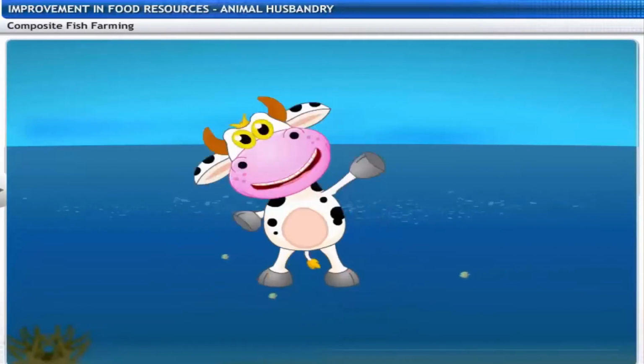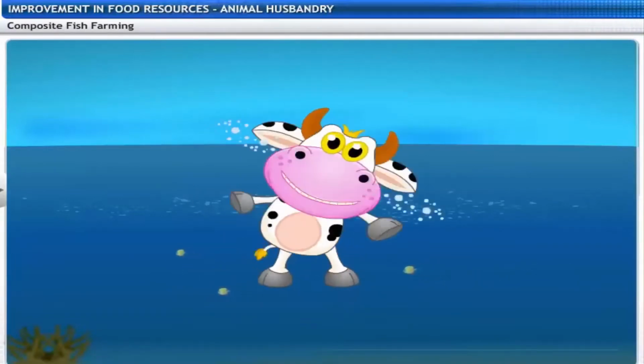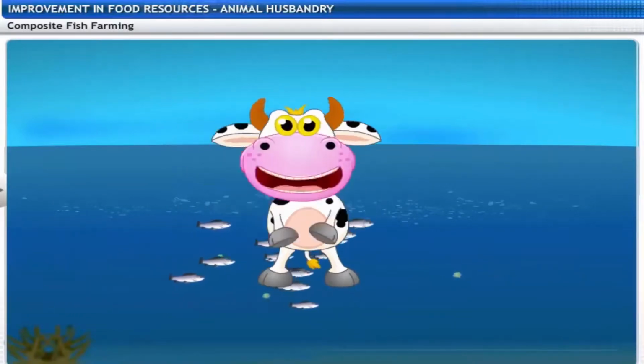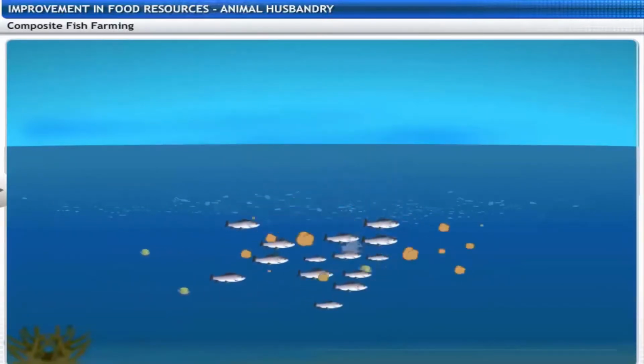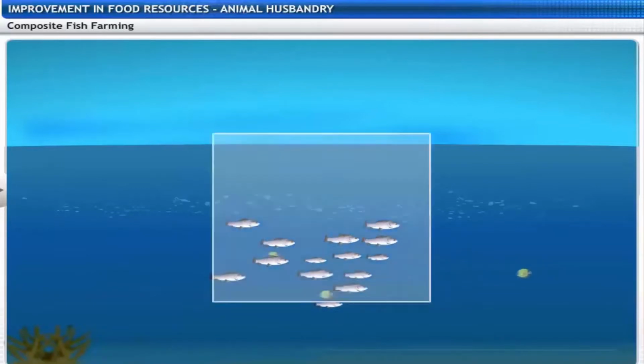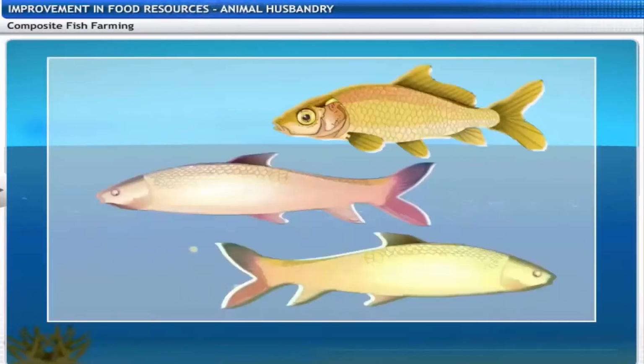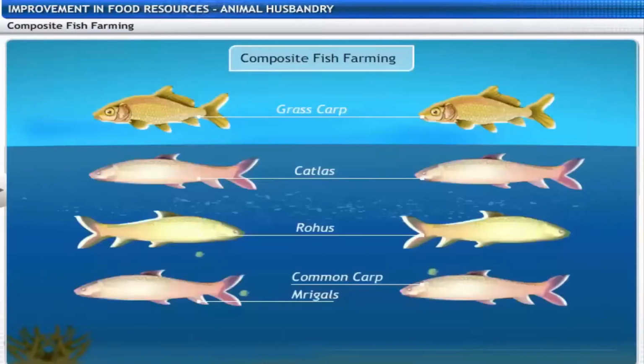I wonder what kind of food they eat. Do all of them have similar feeding habits, like us cows? Feeding habits of fish can differ significantly. This makes it possible to do intensive fish farming of 5 or 6 fish species with different food habits in a single fish pond. This kind of fish farming is called composite fish farming.